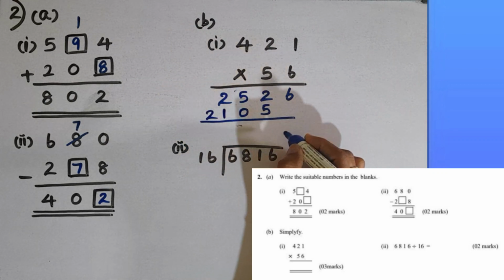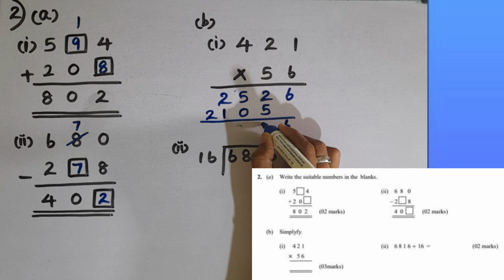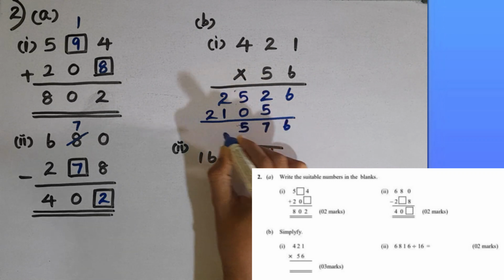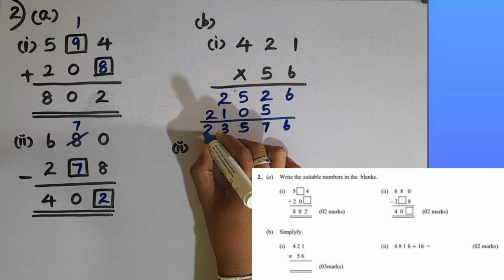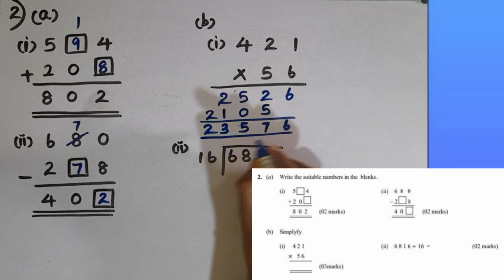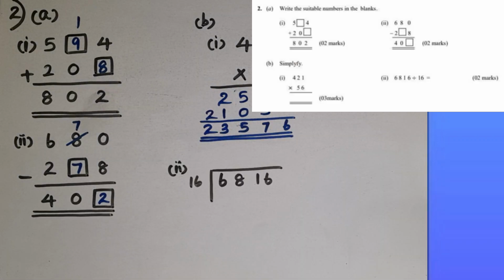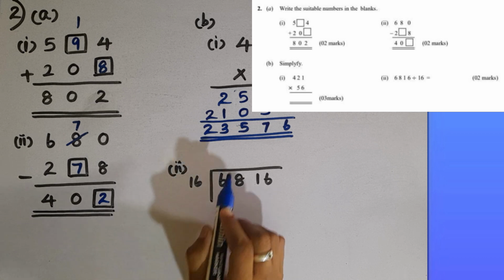Then you have to take the addition. 6. Here 7. 5. 3. 2. So this is the answer. Question number 2 in the second B part.